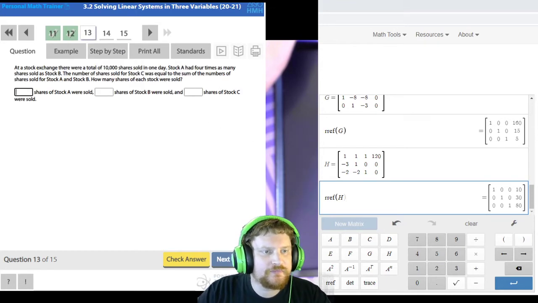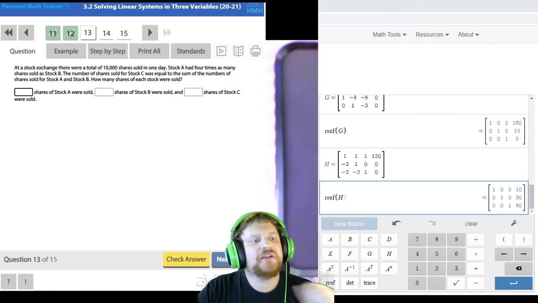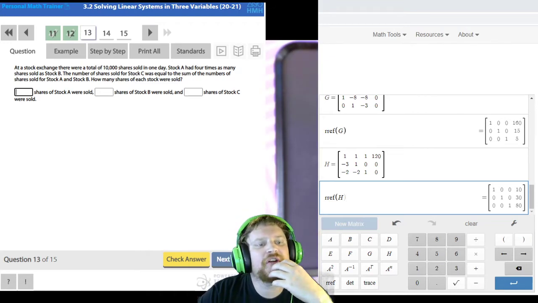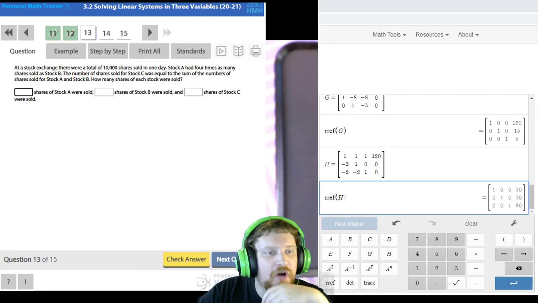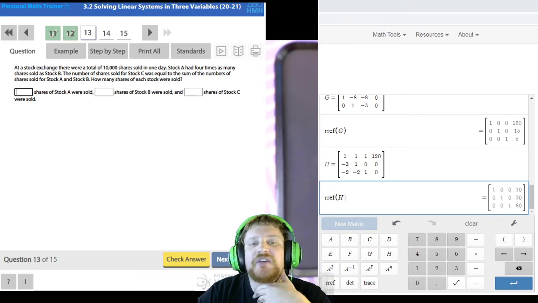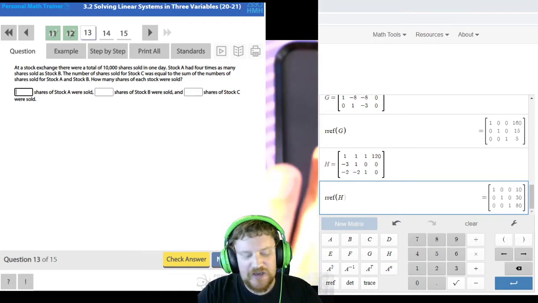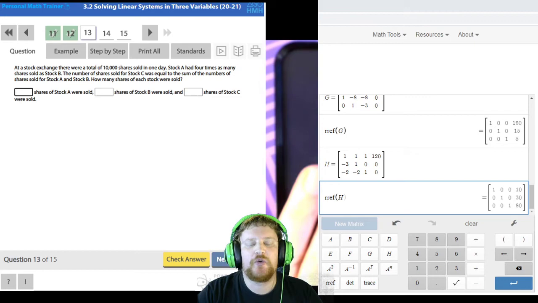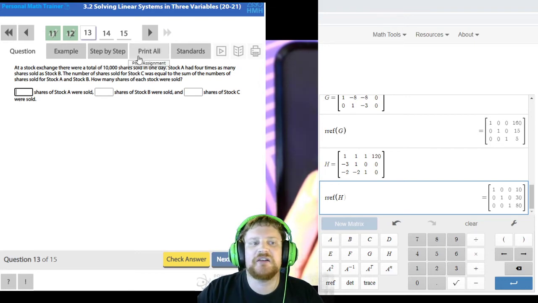Alright, number 13. At a stock exchange, there were a total of 10,000 shares sold in one day. Stock A had 4 times as many shares as stock B. The number of shares sold for stock C was equal to the sum of the numbers of shares sold for stock A and B. How many of each shares of stock were sold? This problem is done exactly like the previous two. You're going to turn the words into equations just like I did, and using those 3 equations you're going to plug those into matrices and give your solution. I'm going to let you guys do this one on your own.